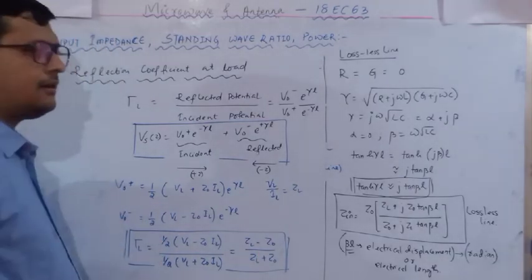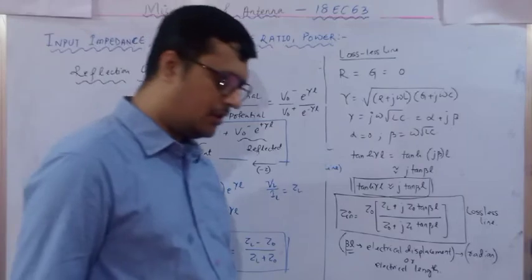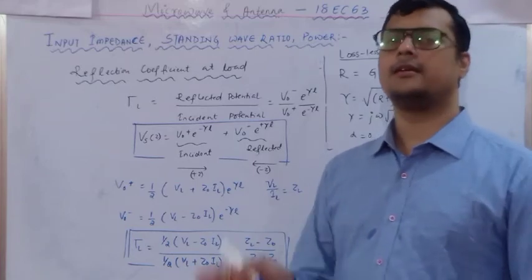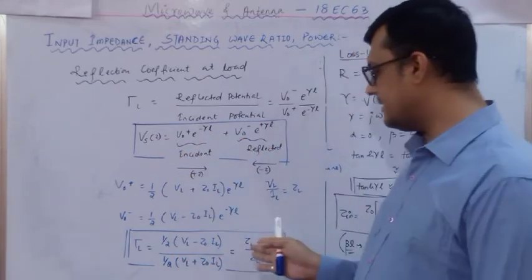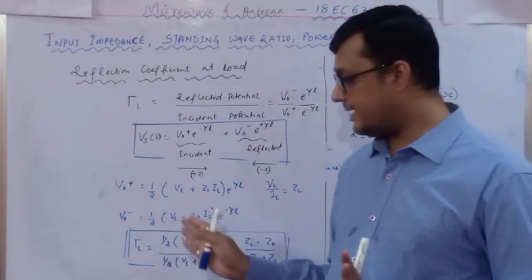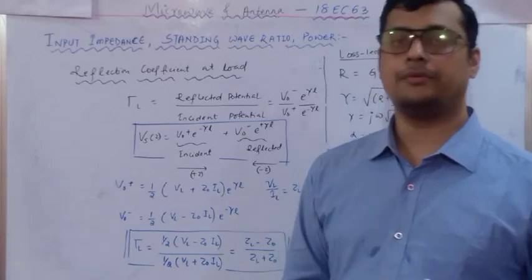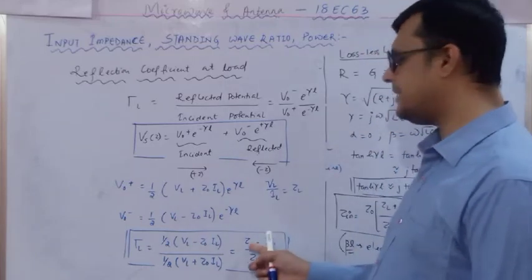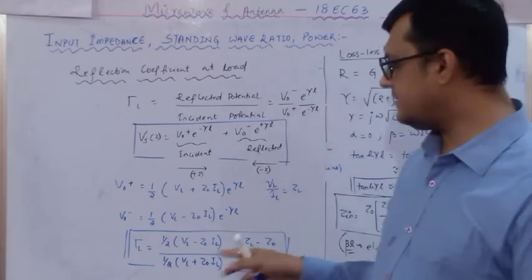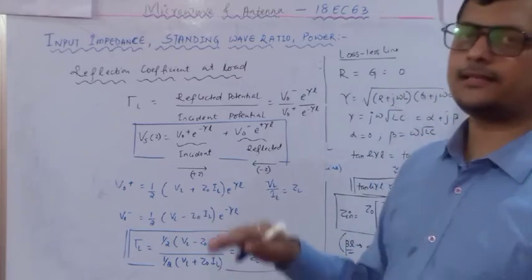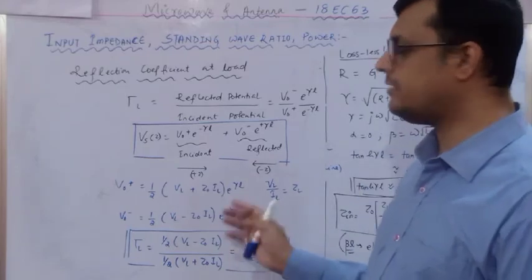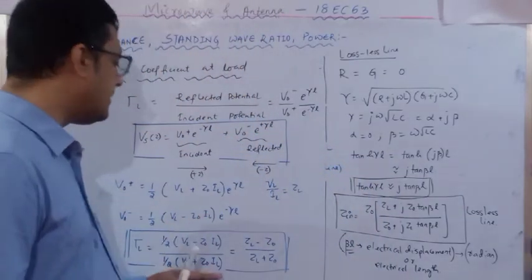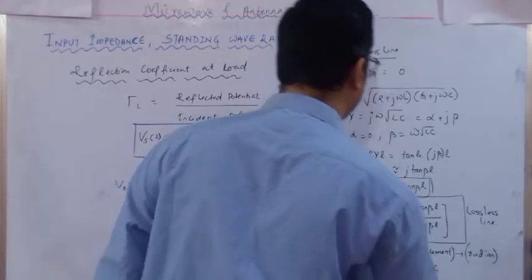Done. Reflection coefficient at load. It depends upon the load impedance and the characteristic impedance. So its basic relation is ZL minus Z0 divided by ZL plus Z0. This is at the load terminals. Now similarly, you can measure the reflection coefficient at the input side also. But the difference is that ZL will be replaced by Zin and Z0 will remain as it is. So that is the reflection coefficient at the input impedance, and this is the reflection coefficient at the load impedance. Okay, so this is the basic calculation for the reflection coefficient. Now we will see what is our standing wave ratio.